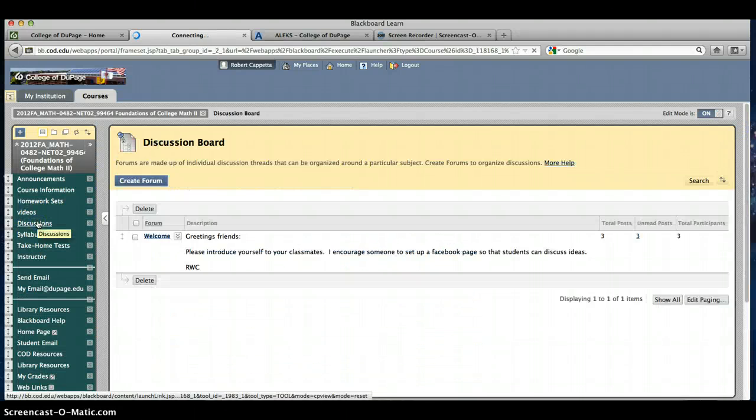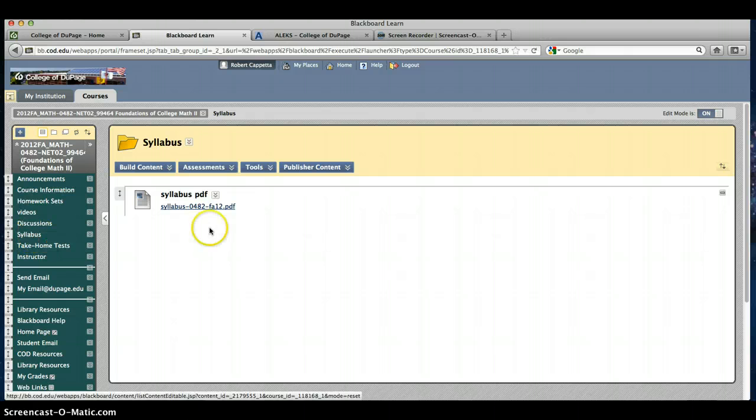Discussion board. I would like you to introduce yourself to your classmates. So tell me something about yourself, what you're majoring in, what school you would like to attend, if you're working, what you're doing for a living. And I very much encourage someone to set up a Facebook page and invite classmates to participate so that you can more easily collaborate. The syllabus thing here is just a PDF.